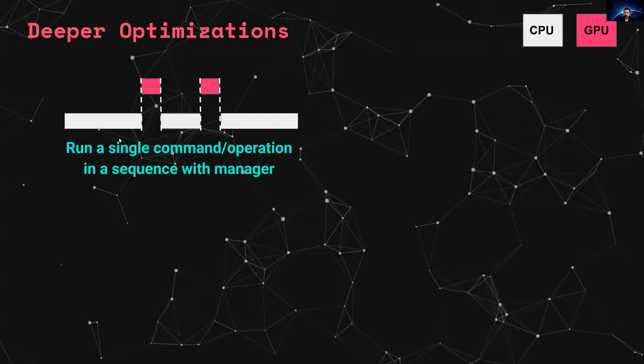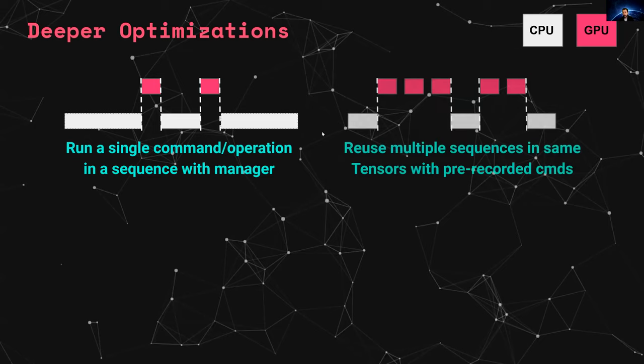What we did right now is run a single command or operation through the manager, right? So we had the CPU running, we submitted that operation, we waited, then we came back, we then submitted the second one, and then we came back, right? What we can do as well is reuse multiple sequences, which means that we can pre-record commands. So we can record a bunch of operations and then run them. The CPU would then execute, there would be specific operations that would already run in the GPU, and then you would wait until it's come back.